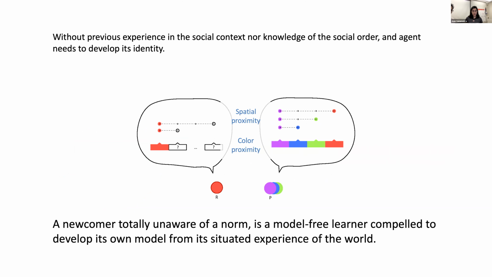Therefore, a newcomer totally unaware of the social norms of the context also ignores a big part of its social identity. In our color metaphor, it ignores its position in the color palette. Thus, it relies on its ongoing experience to learn the model that encapsulates the social norms and to develop its own identity.